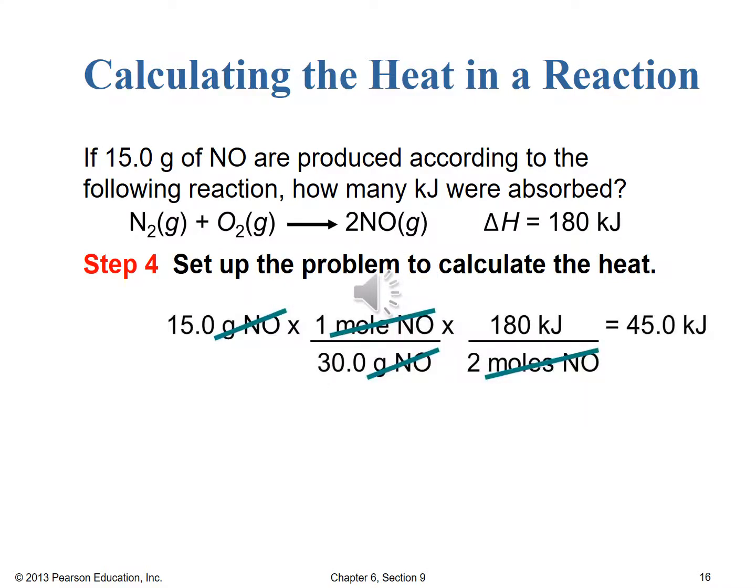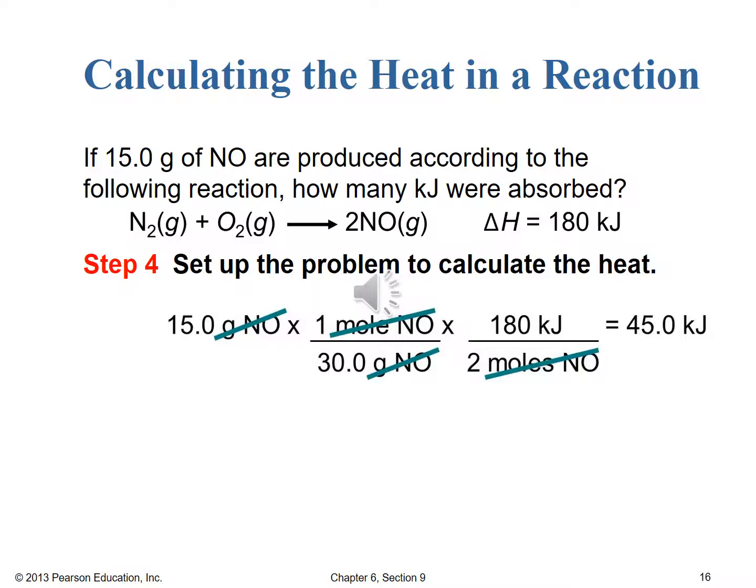And here we are on to step 4. We've set up the problem to calculate the heat. So we start with that 15.0 grams of NO. We convert through using the molar mass to find moles of NO. And then we have the 180 kilojoules per 2 moles of NO, which allows the mole of NO to cancel and give us a value of 45.0 kilojoules of heat absorbed in that reaction.